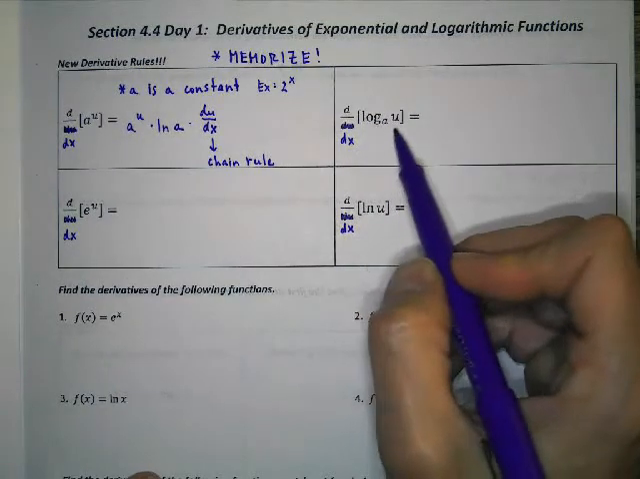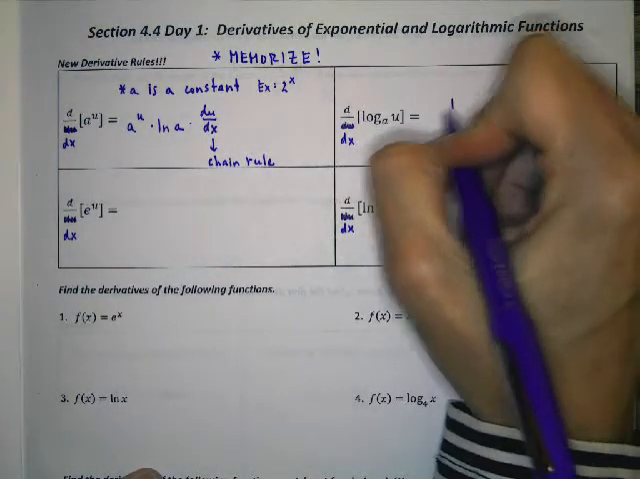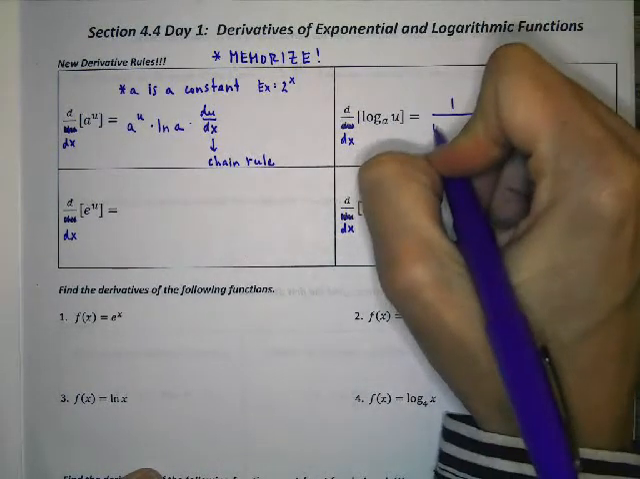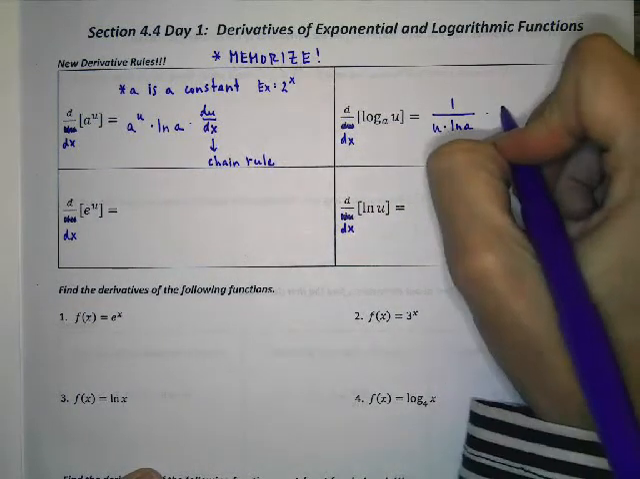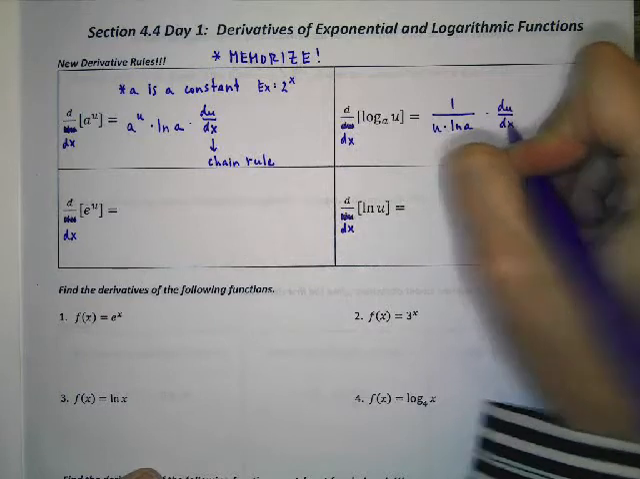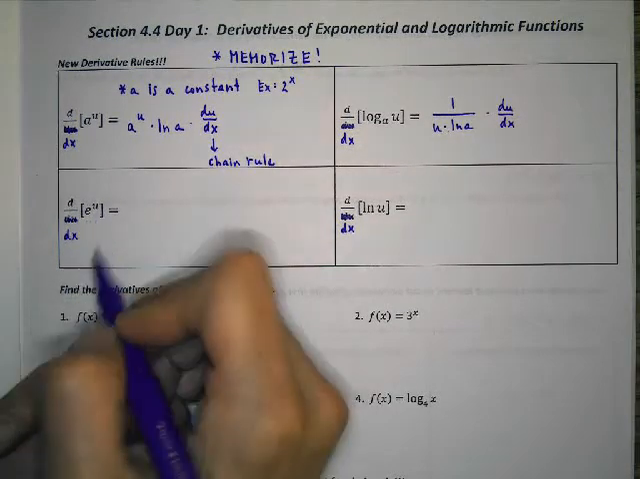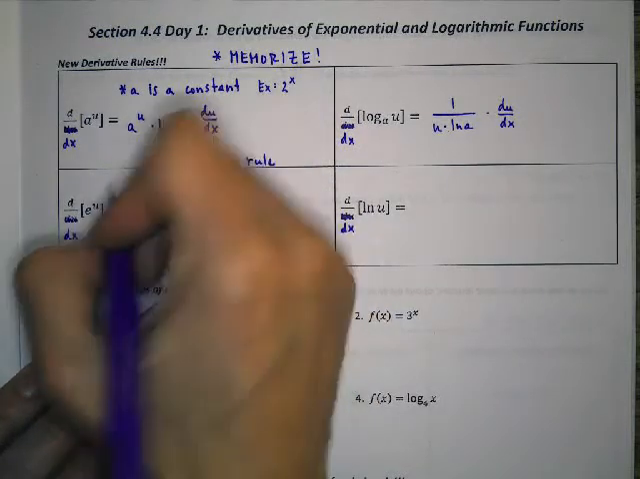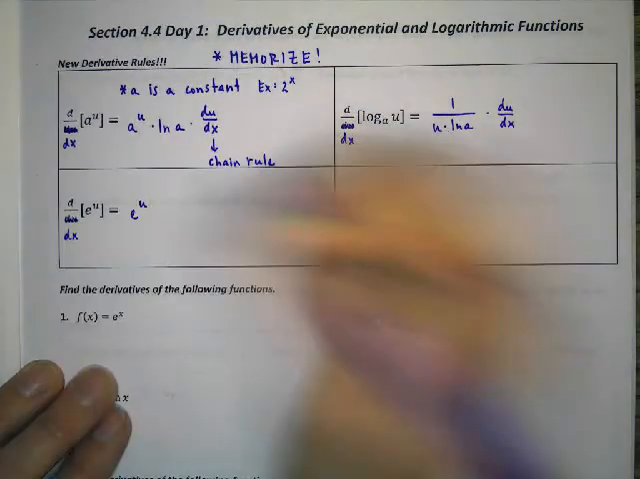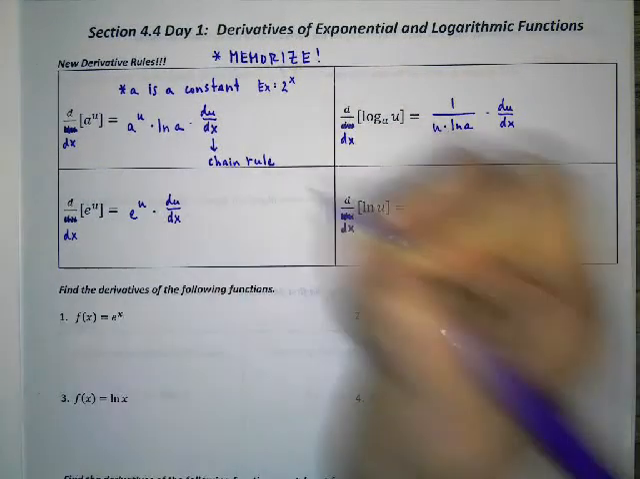Our next function is log base a of u, and that derivative is going to be 1 over u times the natural log of a, times du dx. Next is our function e to the u, and this is actually an easy one to remember. That derivative is just itself. So the derivative is e to the u, and again times du dx if we need chain rule.